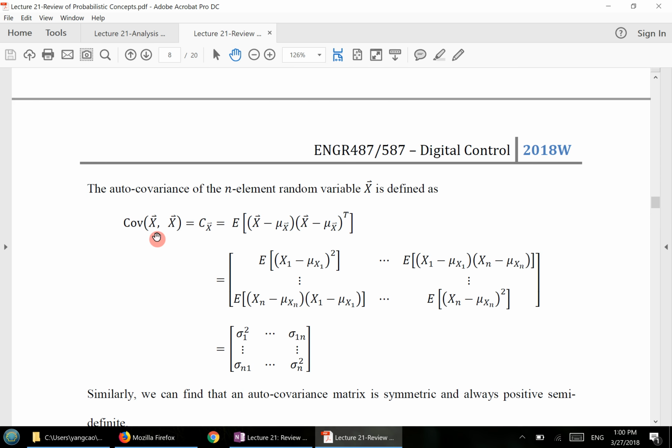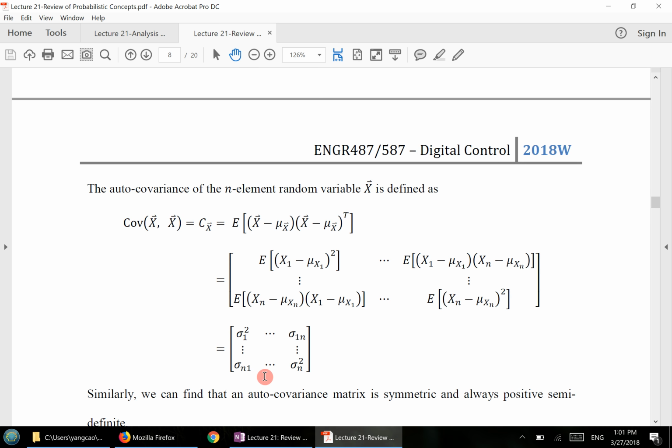Autocovariance: you calculate the covariance between the two random variables here, and you plug it into the covariance formula, and you get the autocovariance. Looking at this one, all the diagonal entries are basically the variance for the individual random variables within this vector. And the off diagonal entries we denote as sigma 1n. Again, this is a symmetric matrix, and also a positive semi-definite matrix. So that's the covariance matrix.